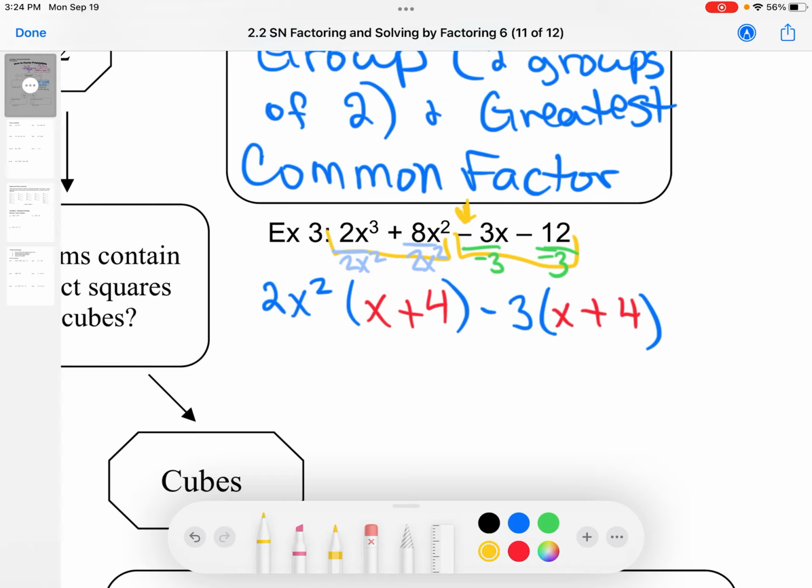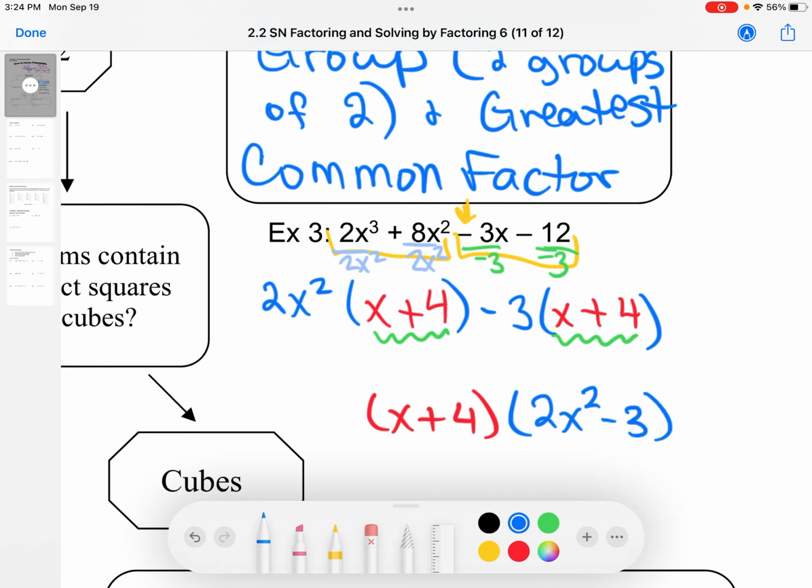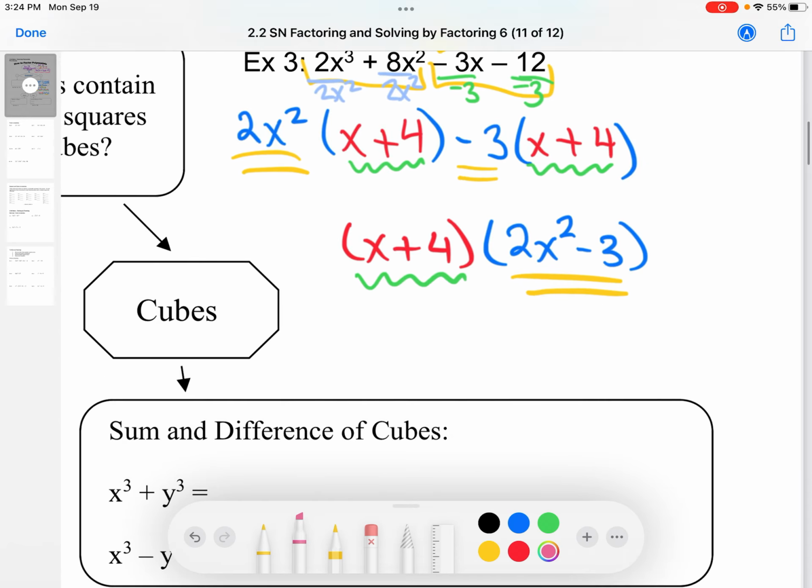Now, if we notice, the factor in the parentheses matches. That means this factoring worked. So that means that x plus 4 is one of the factors in our problem. The other factor comes from the greatest common factors that we divided out. So this x plus 4 comes from what matched. The 2x squared minus 3 comes from the greatest common factors we pulled out of each group. Okay, then this is your final factored form.